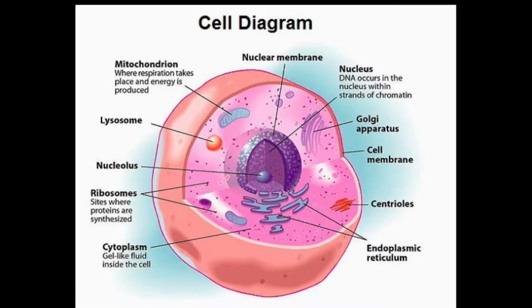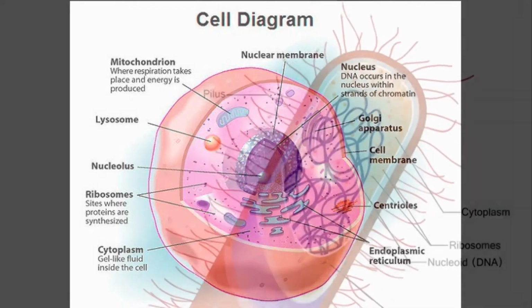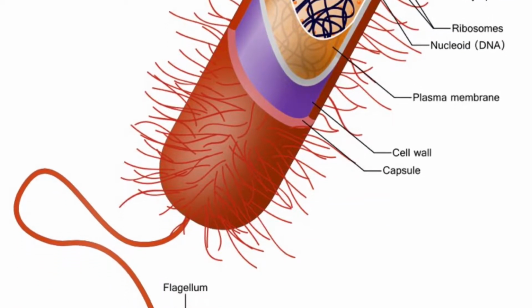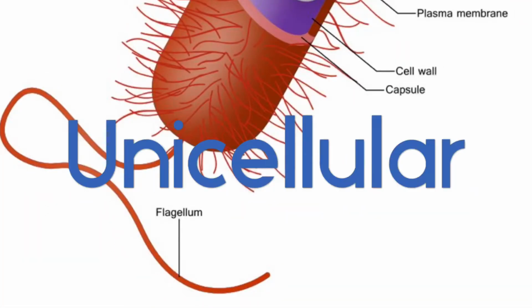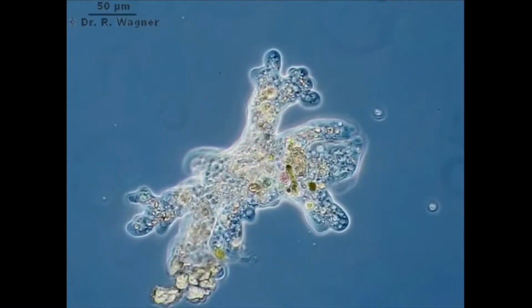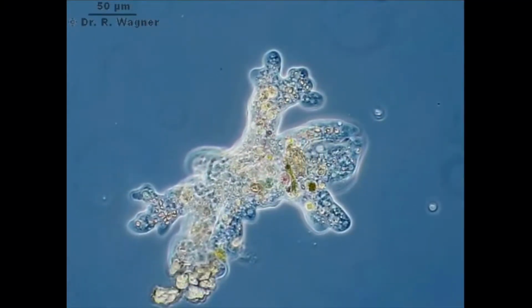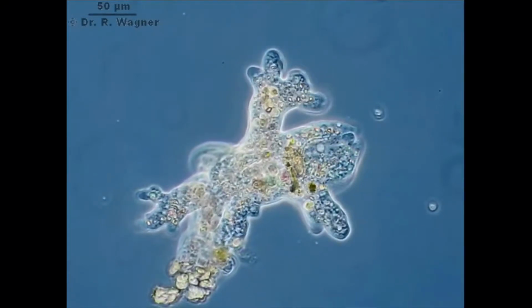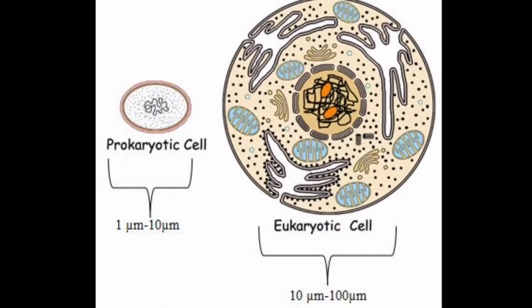To be eukaryotic like us means that our cells contain membrane-bound organelles such as mitochondria, endoplasmic reticulum, the Golgi complex, and of course the nucleus. On the other hand, prokaryotes don't have any of these features. In fact, they are just single cells, or unicellular. Some eukaryotic organisms can be unicellular too, like amoebas or paramecium, but they still contain membrane-bound organelles, which differentiates them from the prokaryotes. Generally, prokaryotic cells are much smaller than eukaryotic ones.